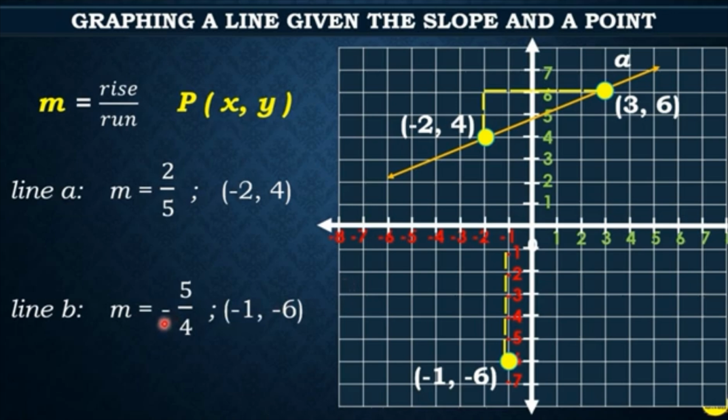So, yun po ang laging tatandaan. So, since ang slope natin ay negative, mag-move tayo pa left. So, bilang tayo ng 4. Since ang run natin ay 4. So, 1, 2, 3, 4. So, move tayo ng 4. So, this is your point now. Okay, and this is point negative 5, negative 1. Okay, so we can now graph line B. And this is the graph of line B.